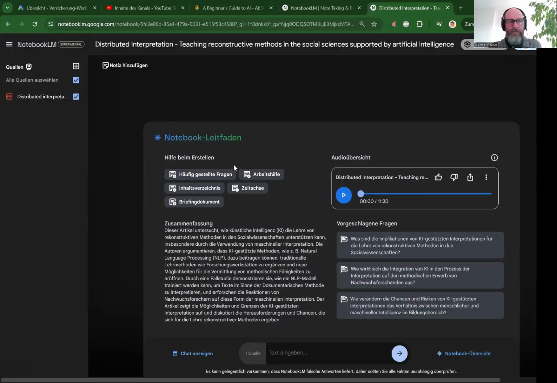Now you see the interface here. My Google interface is German, so I get a German reproduction of it. But the paper was basically in English, and the podcast is always in English, up until now at least. So let's listen.